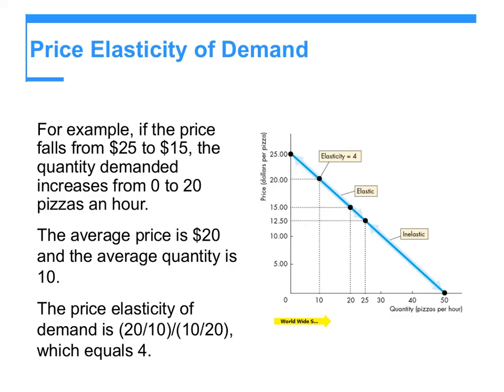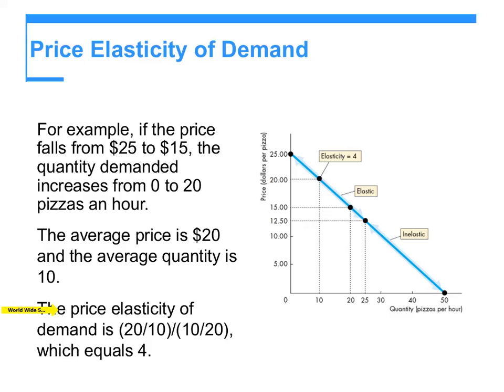And then below we have the change between 25 to 15, the change is 10, the average price is 20. The 10 divided by 20 gives you 1 divided by 2, or half. So 2 divided by half gives you 4. So the price elasticity of demand is equal to 4. This is how we calculate it. Which is elastic, we call this elastic. You remember, anything more than 1, we call it elastic, and anything less than 1, we call it inelastic.